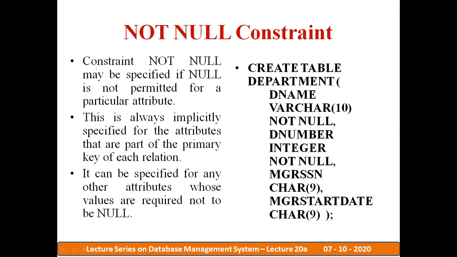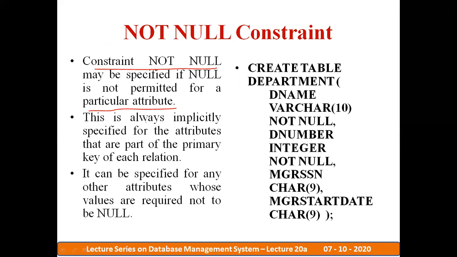The constraint not null may be specified if null is not permitted for a particular attribute. Consider that in a table there are 5 attributes, and one attribute does not take null values. Not taking a null value means you can't leave it blank. In that case, you have to declare that column as not null. So not null indicates that you must specify some value for that column.